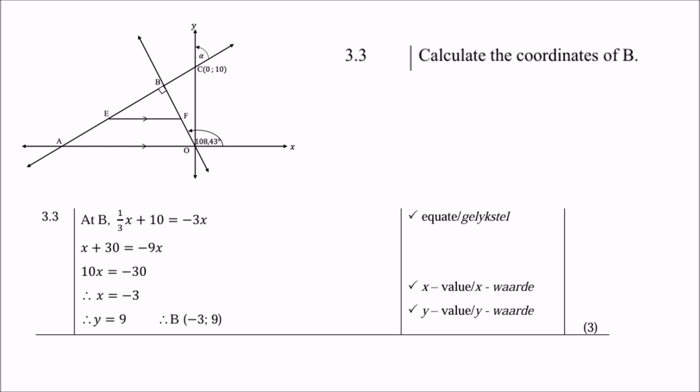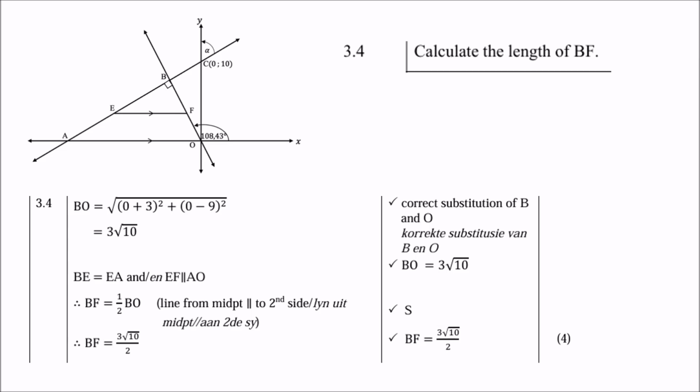3.4, calculate the length of BF. Now, have a quick look, where is BF? BF is part of triangle ABO. We have a look at the triangle ABO. Remember what was given? That E is the midpoint of AB and EF is parallel to AO. So this should remind you of a grade 10 theorem. Namely, a line segment drawn from the midpoint of one side of a triangle parallel to the second side bisects the third side. So I hope you still remember that grade 10 one.